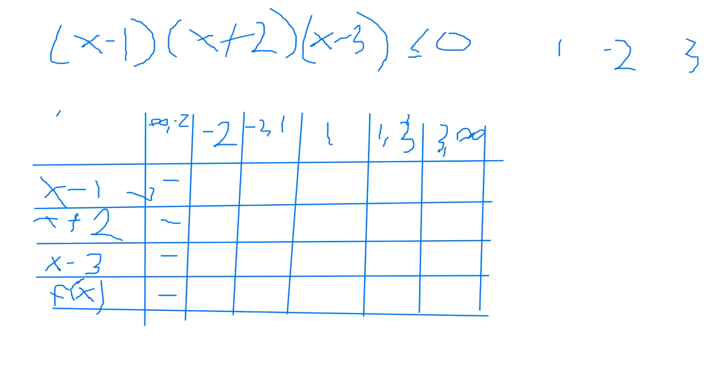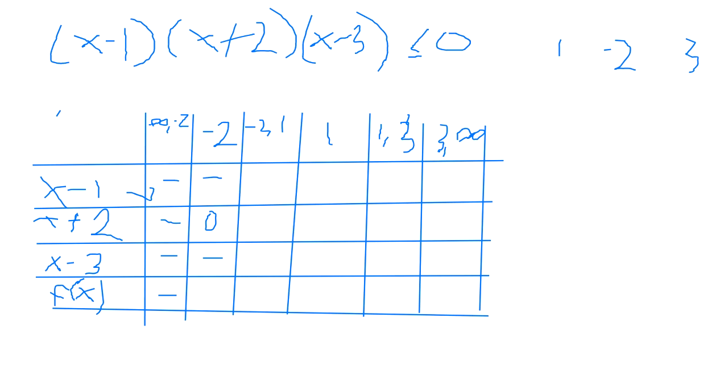So we saw our mistake. Okay, good. And negative 2: when I put it at x minus 1, I'll get negative. At x plus 2, I'll get 0. At x minus 3, I'll get negative. Negative times 0 times negative will give me 0. Anything times 0 always goes to 0. Can you see that?